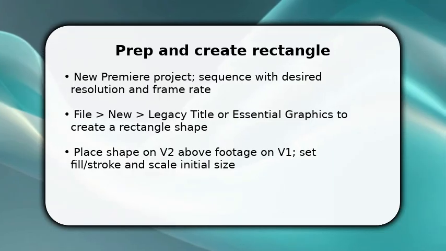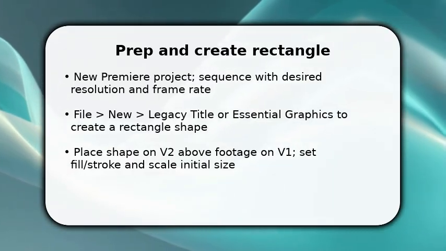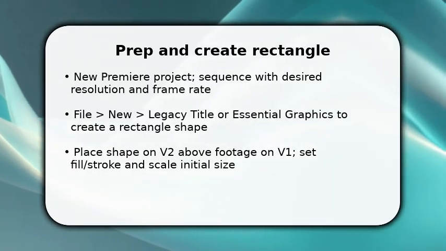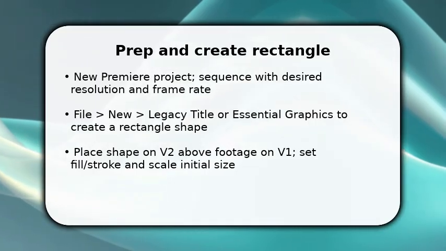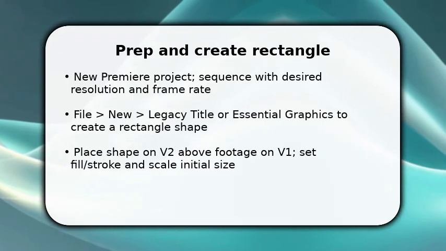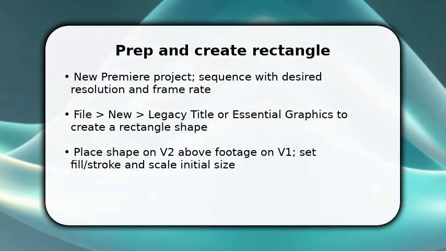Once done, drag the rectangle clip onto V2 above your footage, position the playhead at the first frame you want the animation to start, and set the clip's in point. Make sure the program monitor shows the rectangle clearly before animating.